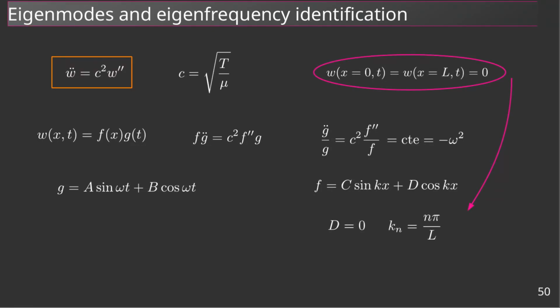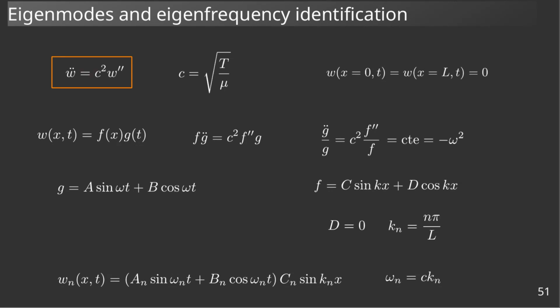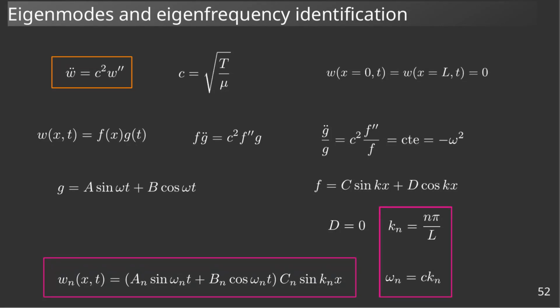Using the boundary conditions, we then show that the constant in front of the cosine is 0, and that k can only take certain values that can be put in the form of a discrete series n pi on L, with n a positive integer. There is thus an infinite number of solutions of this problem, which we indicate here by n. This solution gives the frequency omega n, which relates to the wave number by omega n equals c times kn.